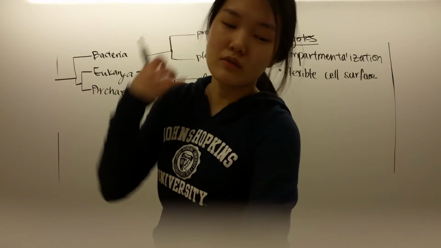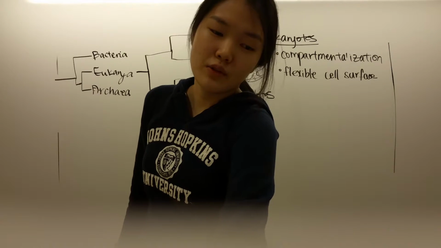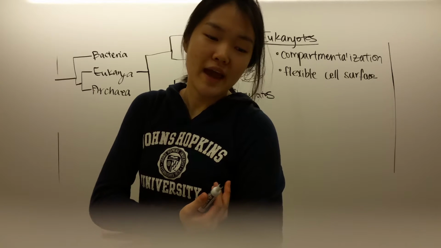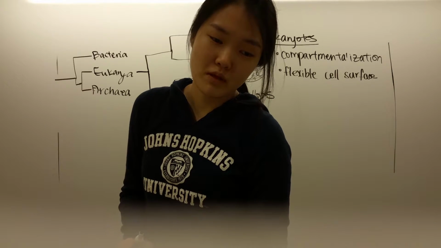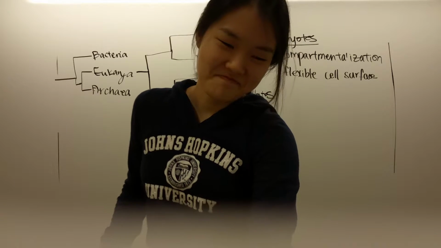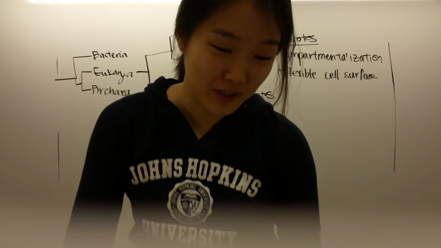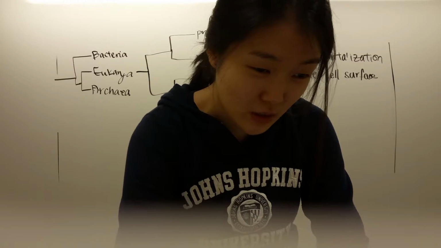And then loss of a rigid cell wall allowed for a more flexible cell surface, and so the plasma membrane can actually fold in to facilitate things like endocytosis, which I think means eating things. Hold on. No, I don't think, wait, hold on. And formation of organelles. Let me just find out real fast what endocytosis is.